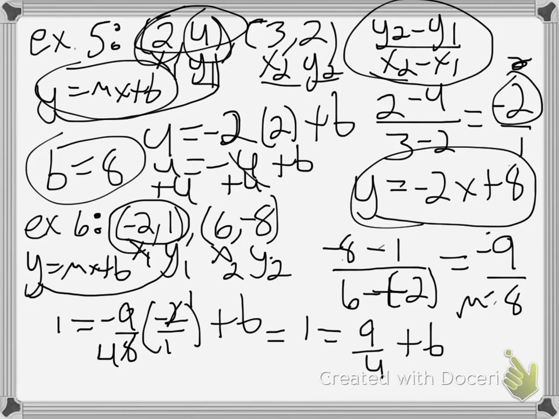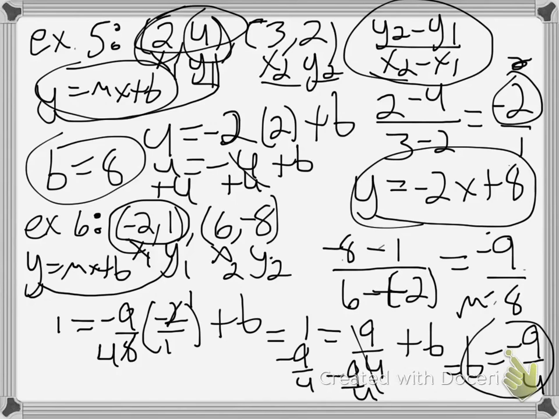So we're going to subtract 9 over 4 from both sides. Subtract 9 over 4. So b equals negative 5 over 4. So we have our b and we have our m. So now all we have to do is write our equation, which is going to be y equals negative 9 over 8x, and then we've got our b, which is negative 9 over 4.